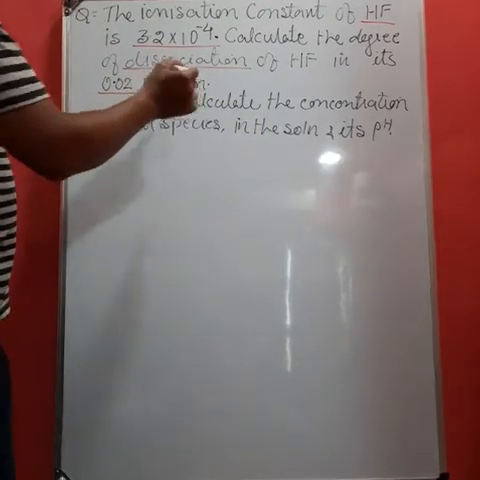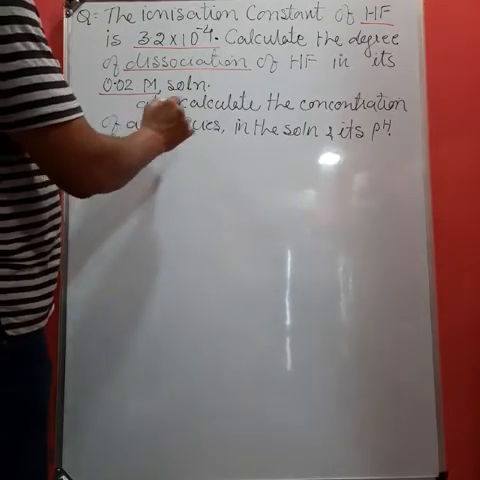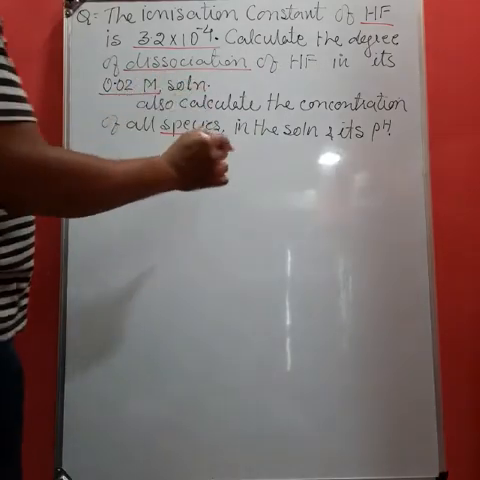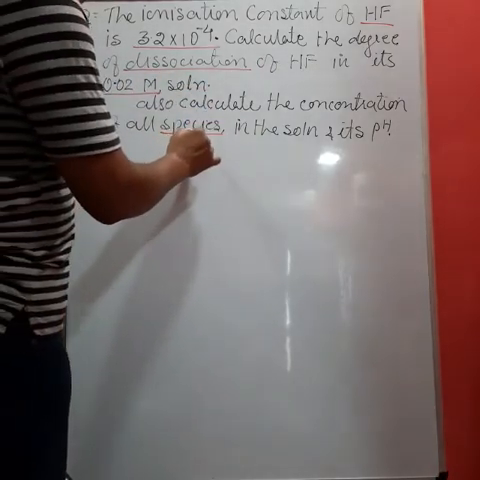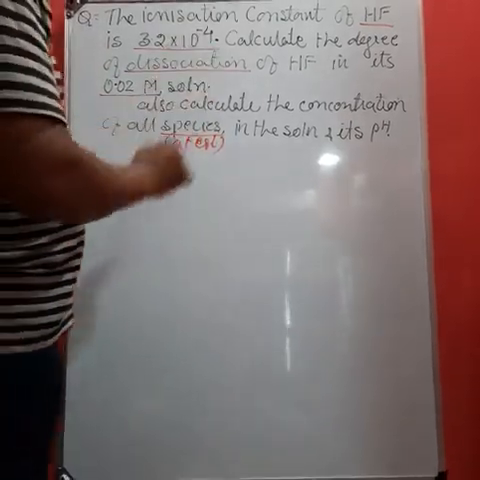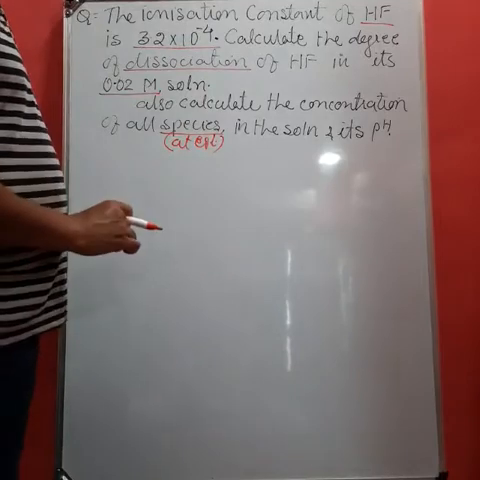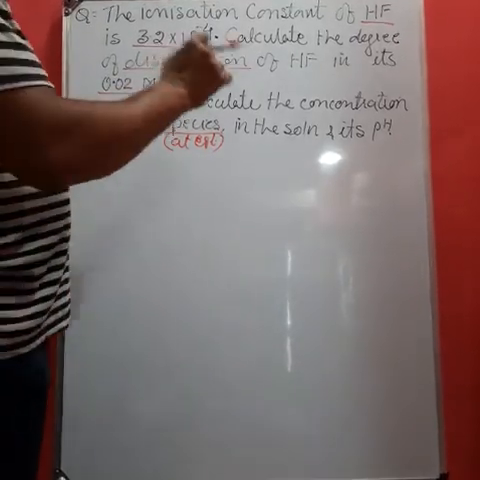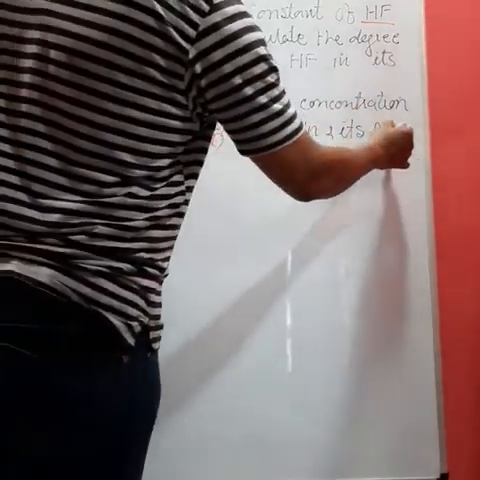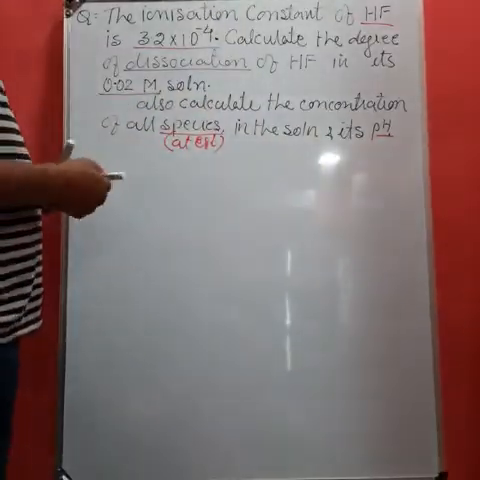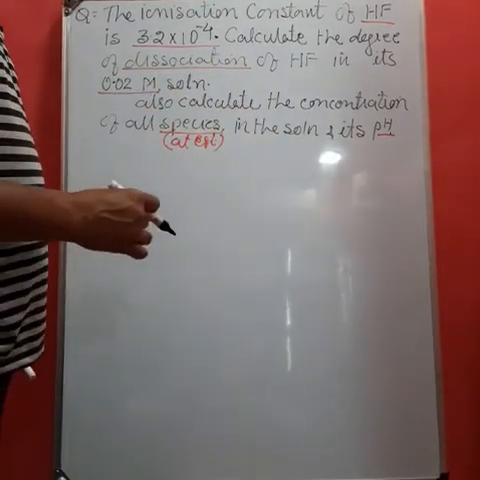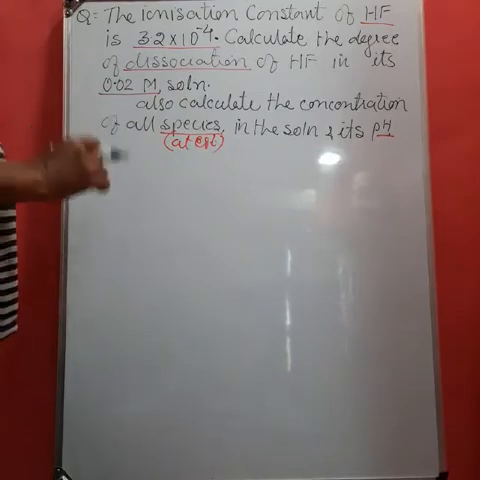Along with that, we have to find the concentration of all species at equilibrium. Because at equilibrium there will be HF, there will be H cation, that is H3O cation, and there will be F anion, and also we have to find the pH of the solution. To solve the question, we have seen in an earlier video the ionization of a weak acid.